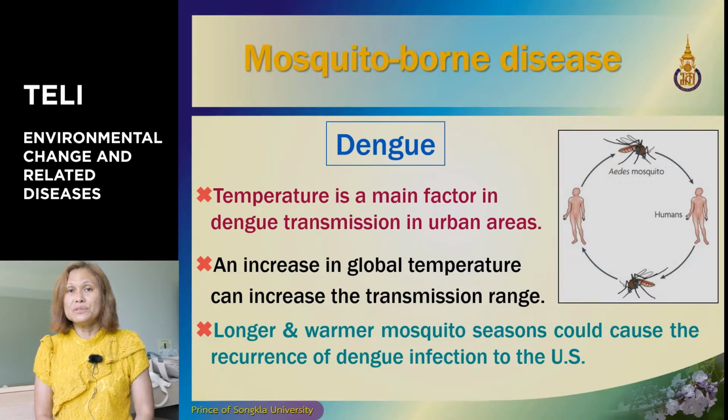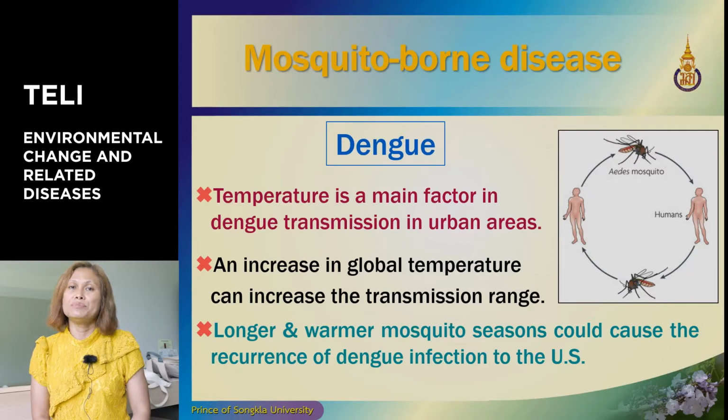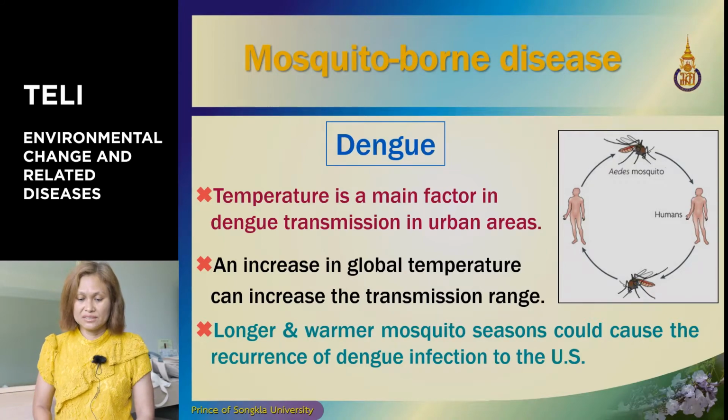Dengue is a well-known mosquito-borne disease. Scientific studies have reported the following data on dengue and environmental change. The first, temperature is a critical factor in dengue transmission in the areas. The second, warmer global temperatures can increase the transmission range. And the last, a longer and warmer mosquito season could result in the comeback of dengue infections in the United States.